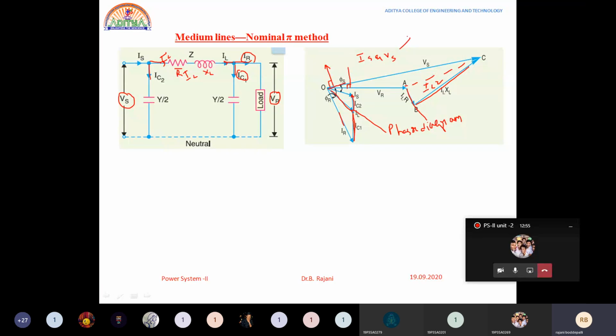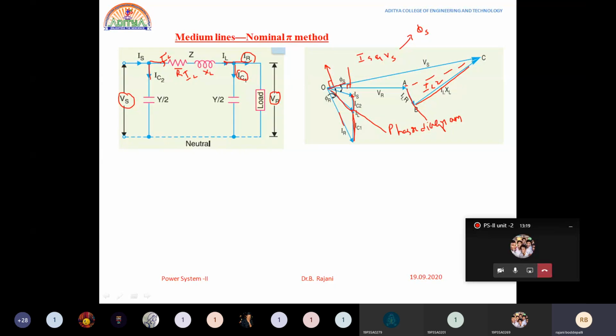We will be having phi s, which is nothing but cos phi s, we can say. Cos phi s is the power factor at the sending end side that we will be getting. If you know this angle, you will know the power factor angle. What is that? Cosine of the angle between the voltage and current. How can you define power factor? Cosine of the angle between the voltage and the current at the sending end side.